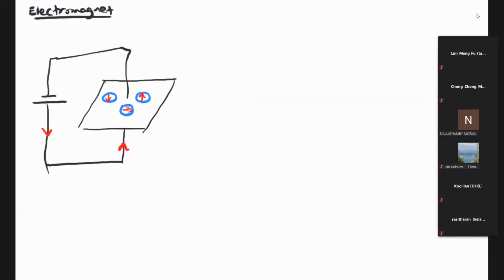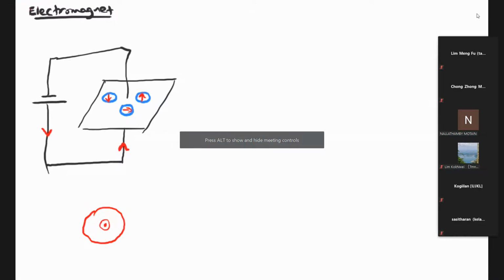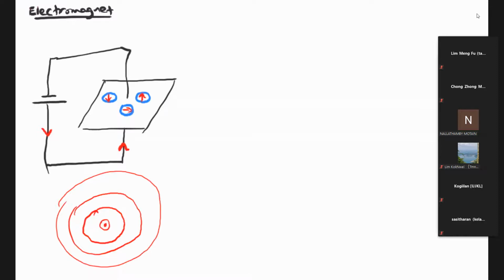If you want to draw the pattern of the magnetic field, if the current is upward, we have to put a dot. The dot indicates what? Current is out of the surface. And then we draw the magnetic field. Can I draw a bit fast? So the direction of the magnetic field will be in the anti-clockwise direction. Sorry, I'm going fast, so the drawing is not nice.